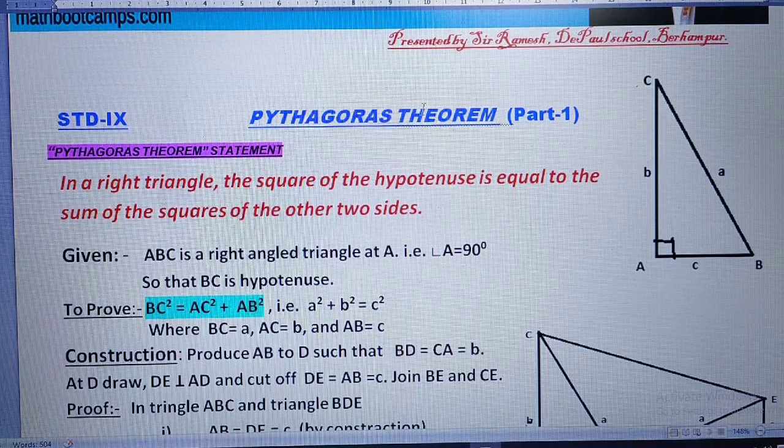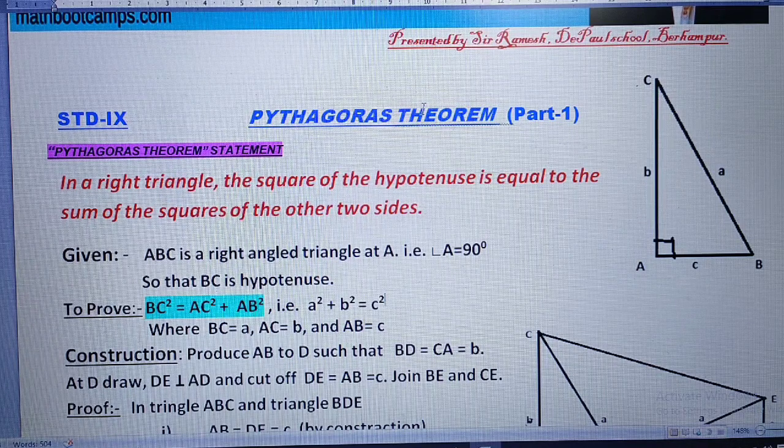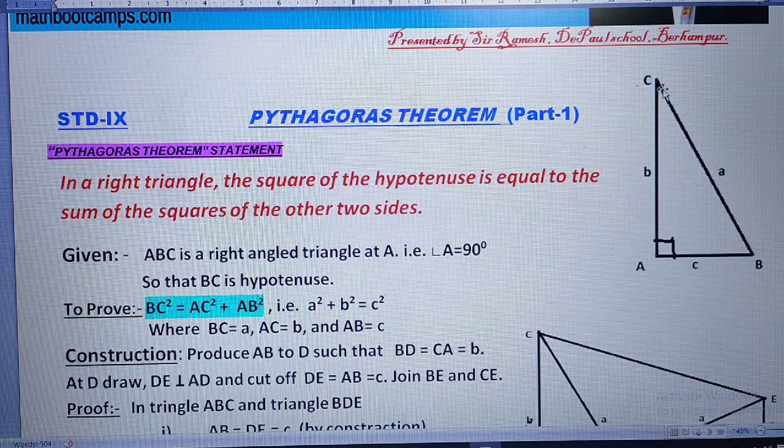Pythagoras theorem statement: in a right angle triangle, the square of the hypotenuse is equal to the sum of the squares of the other two sides. So as per the statement, any triangle you can assume. Here I am taking one triangle ABC, which is a right angle triangle, and one of the angles is 90 degree, that is angle A is 90 degree. That's why it is given that ABC is a right angle triangle at A, that is angle A is 90 degree, so BC is the hypotenuse, because the side opposite to 90 degree is known as the hypotenuse. So BC is the hypotenuse.